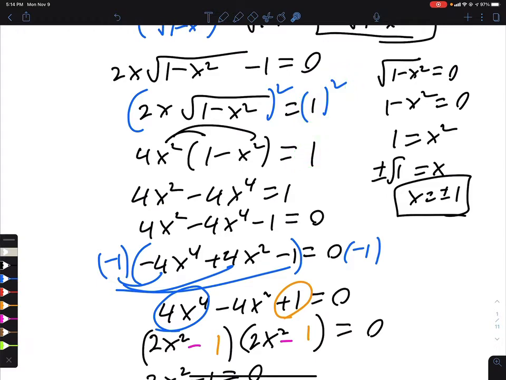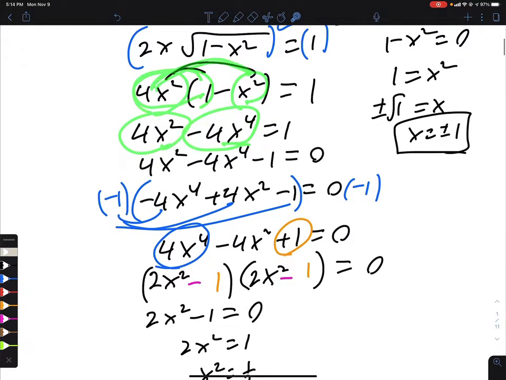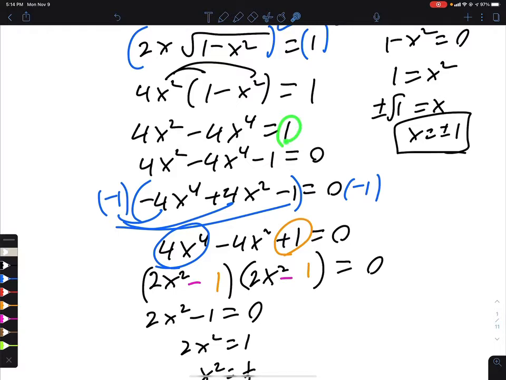Now I am trying to solve for x. I need to get a 0 on this side. So to do that, first I distribute these. So that gives me 4x squared. And then 4x squared times x squared is minus 4x to the 4th. And I want everything on one side, so I subtract 1 from this. But I subtract 1 from this side, that's where that comes from.